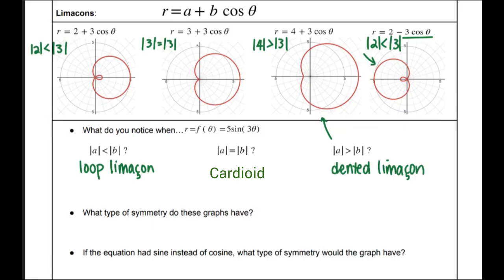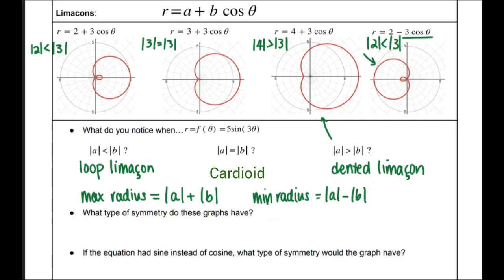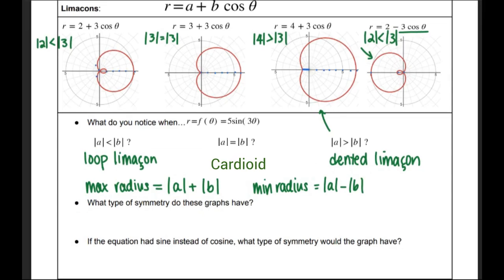All right, and then the last thing we could point out is that the maximum radius is the absolute value of a plus the absolute value of b, and the minimum radius is the absolute value of a minus the absolute value of b. If we take a look at our max and minimum radii for each of these, we've got 2 plus 3 and 2 minus 3. That's 5 and negative 1. So you could see where it goes out to 5 and it goes inward a loop of size 1.